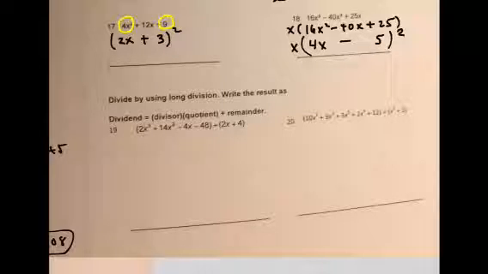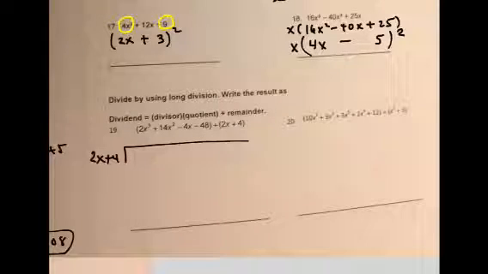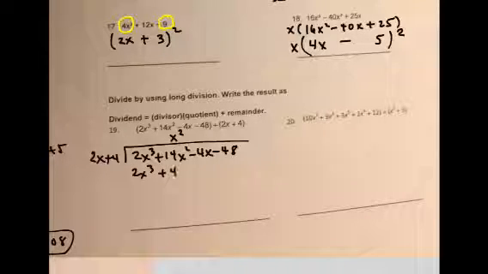It says divide by using long division, write the results. So we're going to divide 2x cubed plus 14x squared by 2x plus 4. On this one there is no need for any placeholders, right? So we're not missing any terms. So then 2x times what gives you 2x cubed? That would be x squared. We multiply, so we get 2x cubed plus 4x squared.